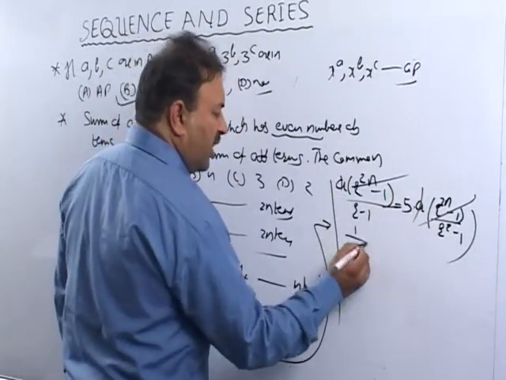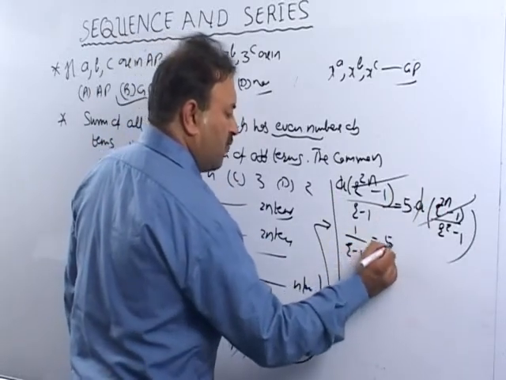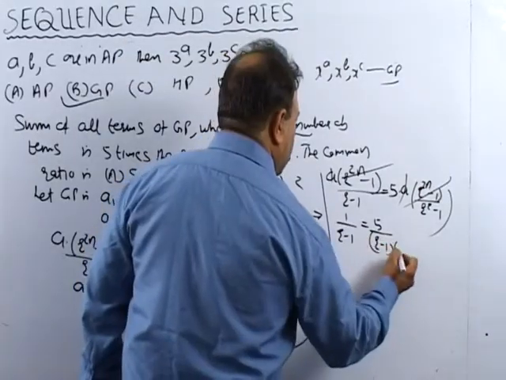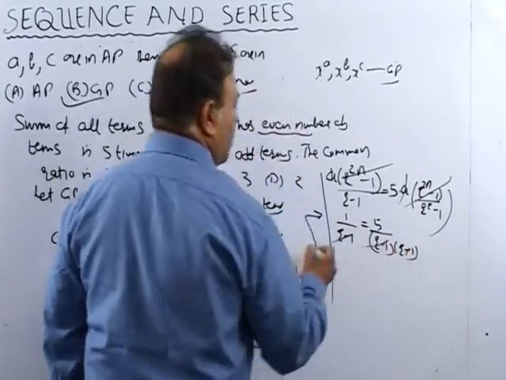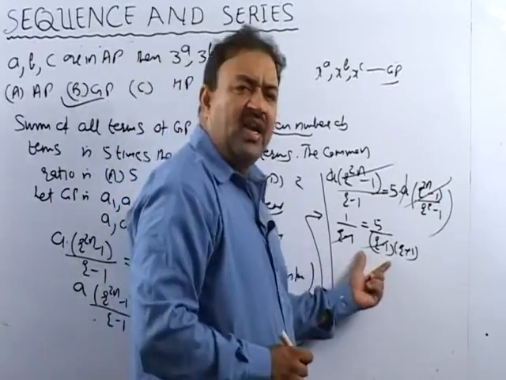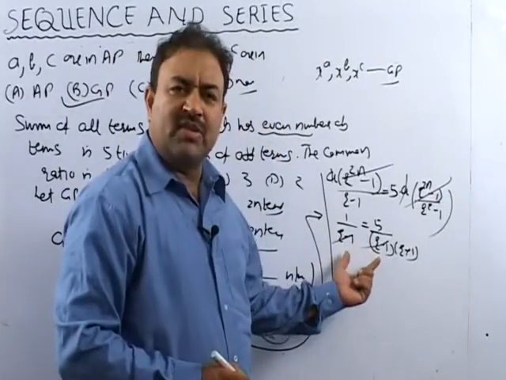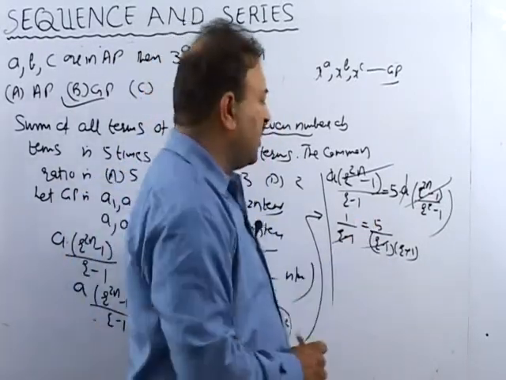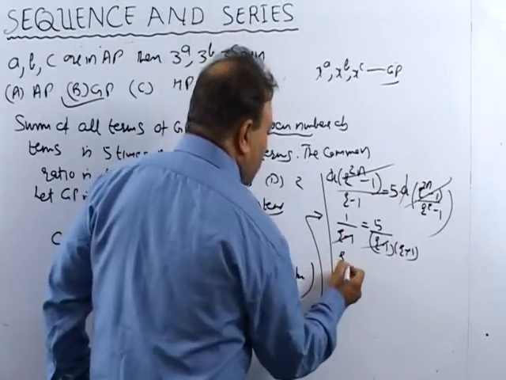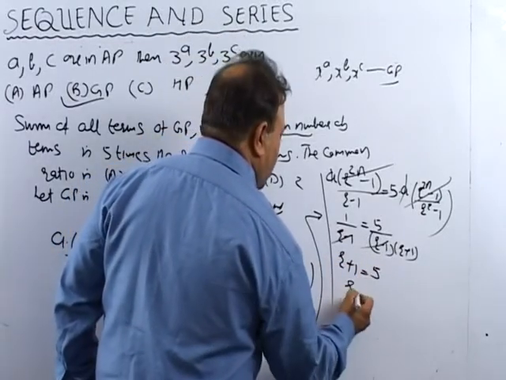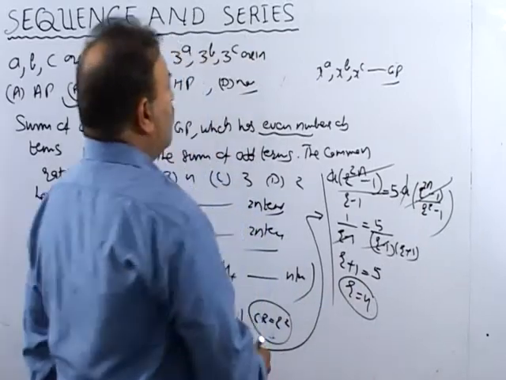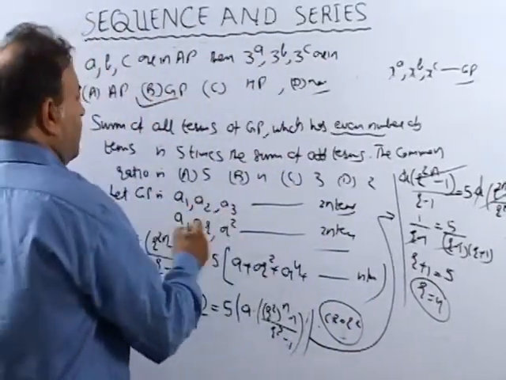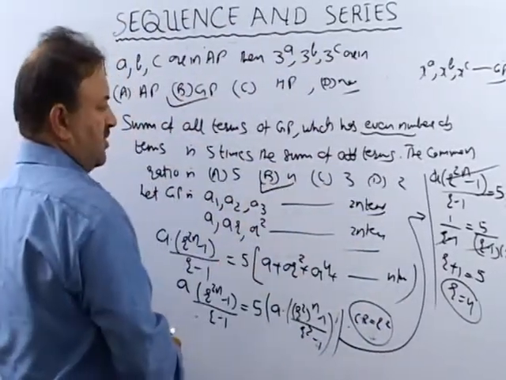I am left with 1 upon R minus 1 is equal to 5 upon R minus 1 into R plus 1. R minus 1 cancels out. Anyway, if we take R as 1, the sequence would be both an AP and a GP, so that is rejected. Cross multiplying, R plus 1 is 5, R comes out to be 4. So our answer comes out to be 4, which is part B of our answer.